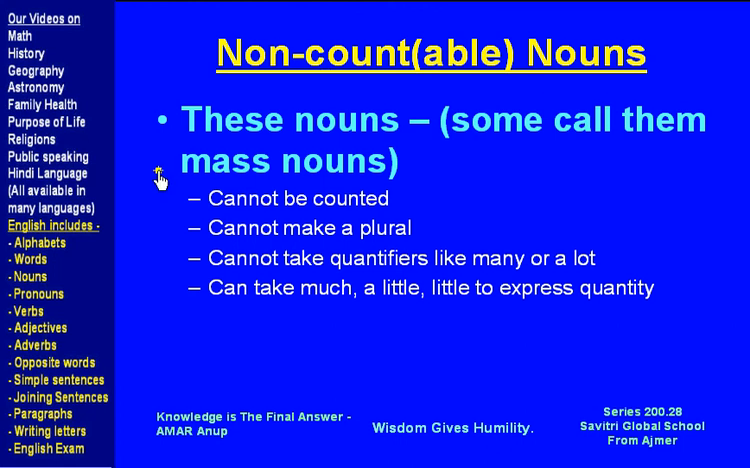Now coming to non-count nouns or non-countable nouns. The characteristics of these nouns is that they cannot be counted. You cannot say 3 or 4 of non-count nouns. They cannot be made a plural. They do not have a plural form. They cannot take quantifiers like many or a lot, but the quantifiers they take are much, a little, little, etc. to express quantity. Let's look at some examples which will make it easier to understand.